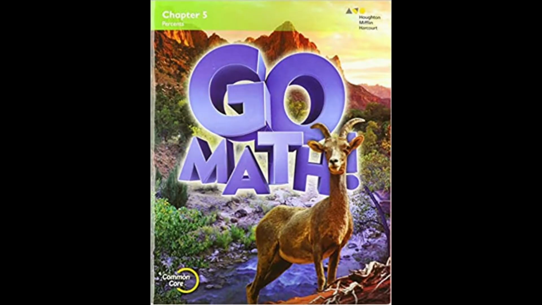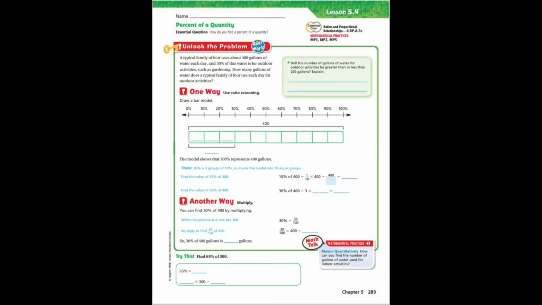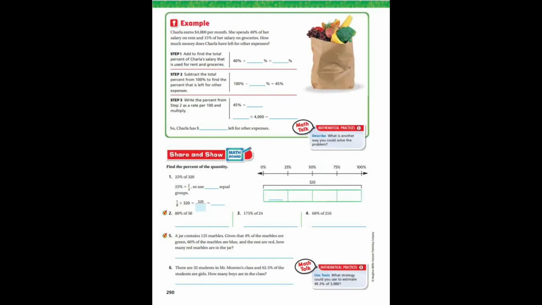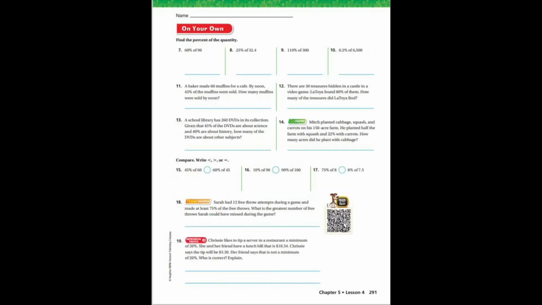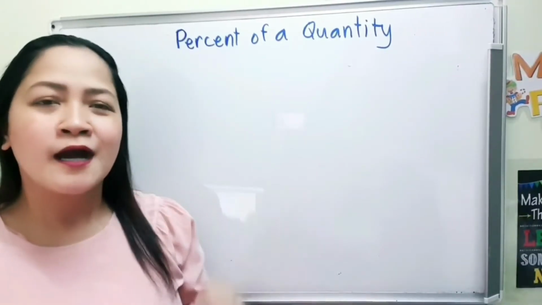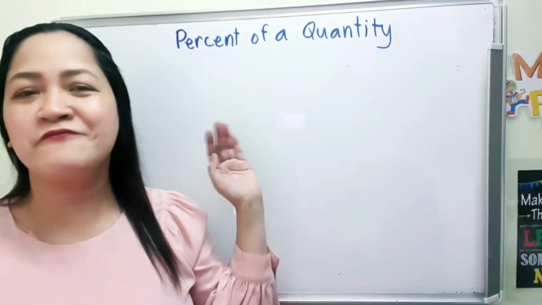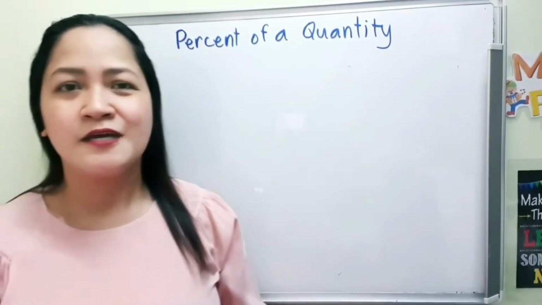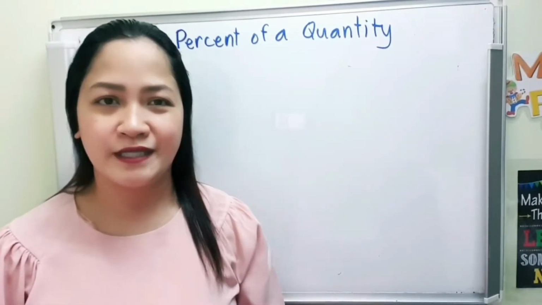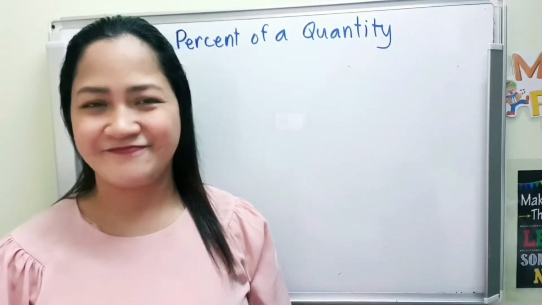Get your chapter 5 and open on pages 289, 290, and 291. Percent of a quantity. I hope you will still remember how to write percent and how to write percent as a fraction or as a decimal, because those things are important in today's lesson.